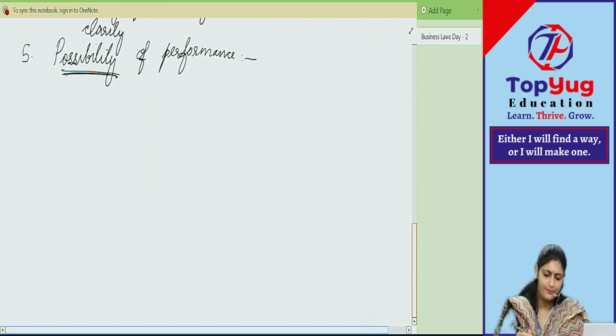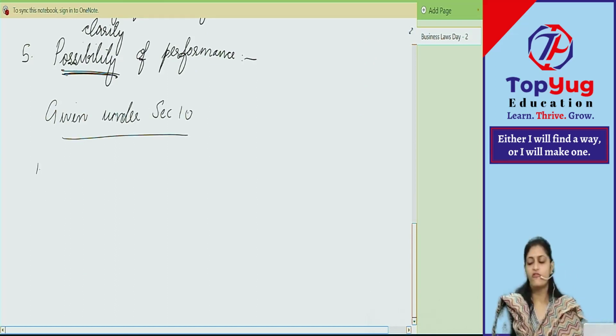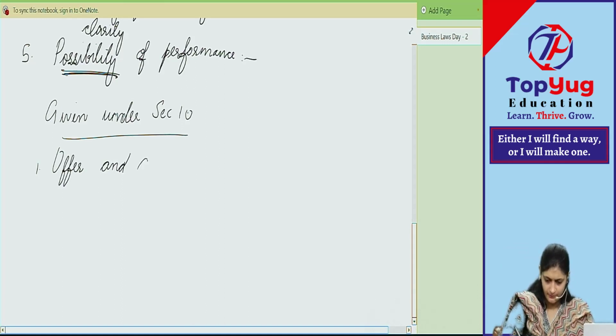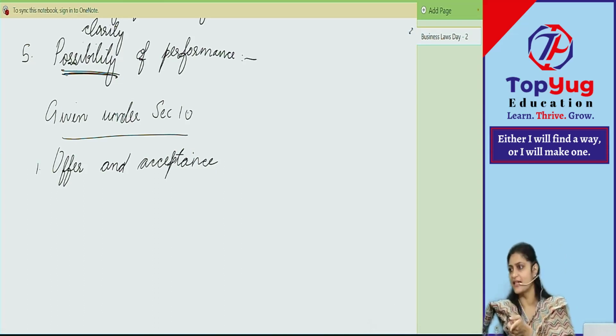Now let us see essential elements given under section 10. First one, offer and acceptance. Obviously, how is that you make an agreement? There has to be offer, there has to be acceptance of that offer, then only it is an agreement.